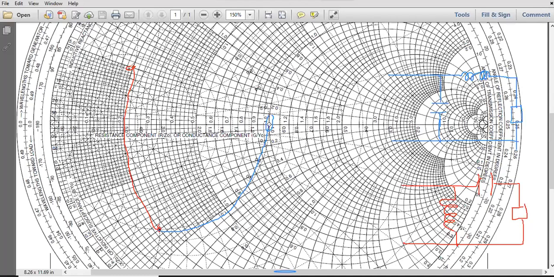And by finding out this value, you will get the XC. Here you will get XC, and here you will get BL. And accordingly, you put the values in the formula and solve it. That's it.